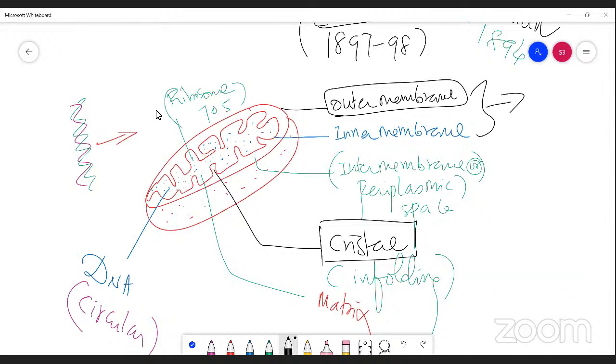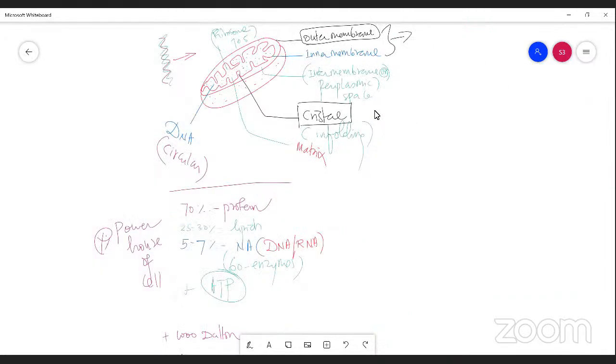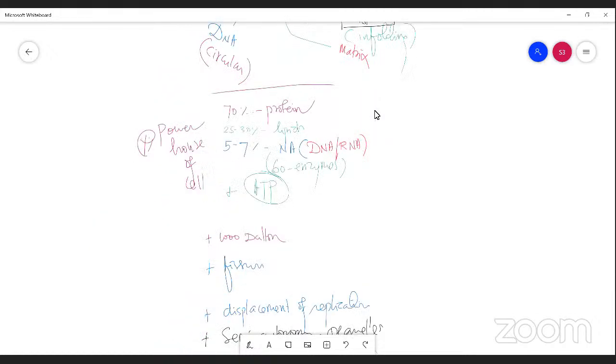Right. Then what is the role of cristae? Dear students, what is the role of cristae? Transporting electrons. Very good. The electron transport chain is there, and it is also involved in ATP synthesis, right?